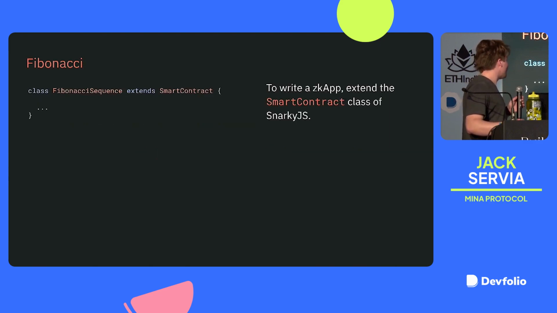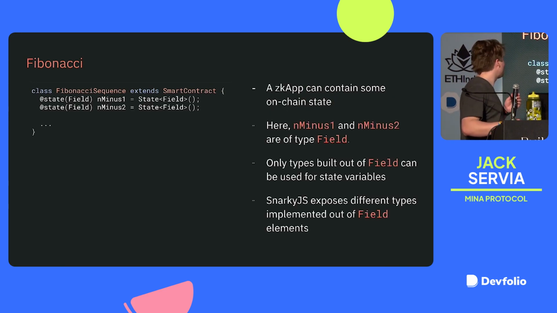And so to write our zkApp, we're just going to extend this smart contract class of Snarky JS into Fibonacci sequence, and now we have a smart contract. And we'll define some state, and so zkApps can contain on-chain state. And in this case, we need two pieces of it, n-1 and n-2, and they're both of the type field.